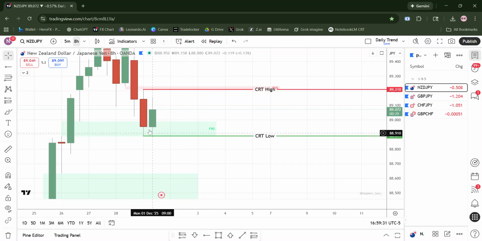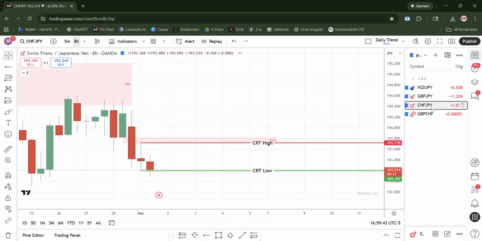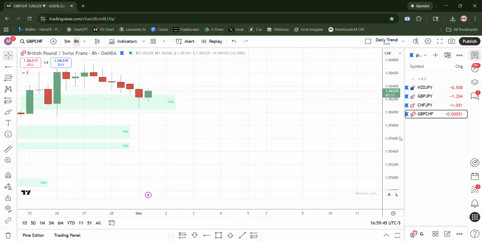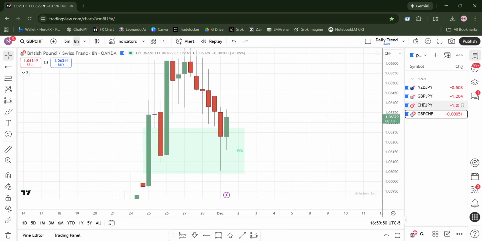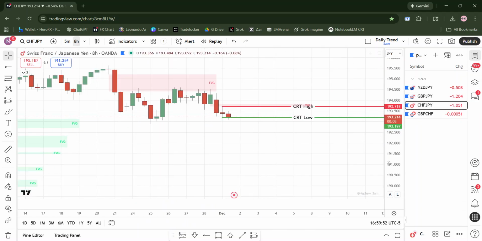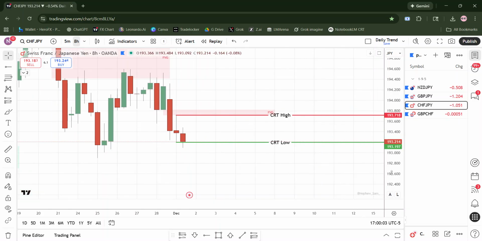I do favor pairs that are inside fair value gaps with valid CRTs, so I guess New Zealand would be my first choice. However, I like the fact that these are two small ranges. A small range beats a fair value gap in my opinion, because fair value gaps don't always hold, but with a small range, it's going to break out one way or another. Either it breaks out to the downside and I lose, or it could have a serious breakout to the upside, fill this gap, and I win. So we'll see how that goes. That'll be the watch list.